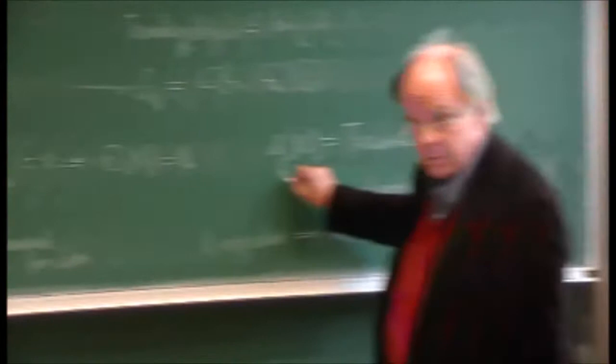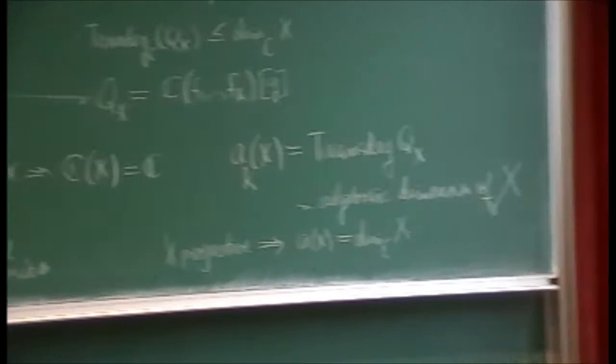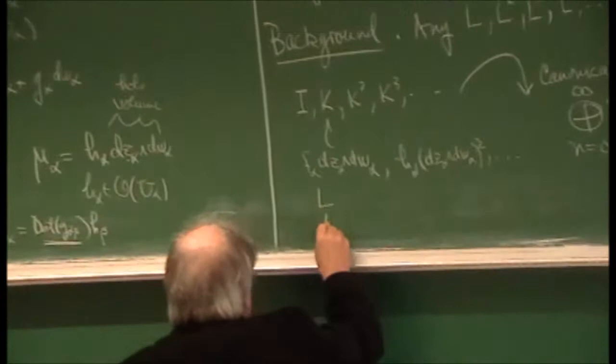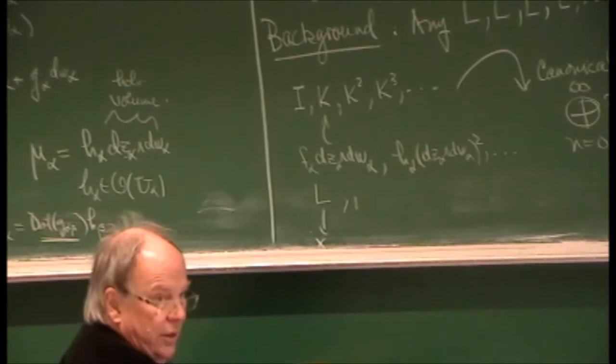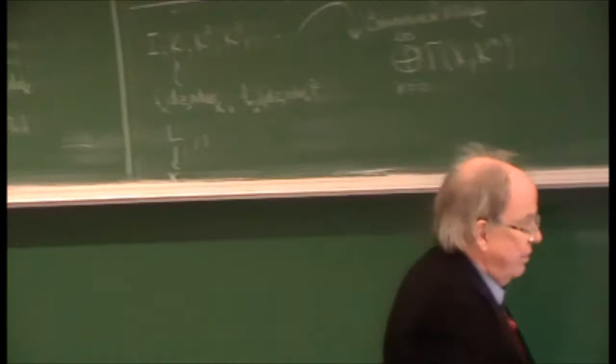You see, everything I do here, right? Let's review this. If I start with any line bundle, then I can do the same thing I just did here. I'll square and so on. I look at the ring generated by the line bundle. I look at the quotient field generated by that. And then you would have the algebraic dimension with respect to that line bundle. Okay.